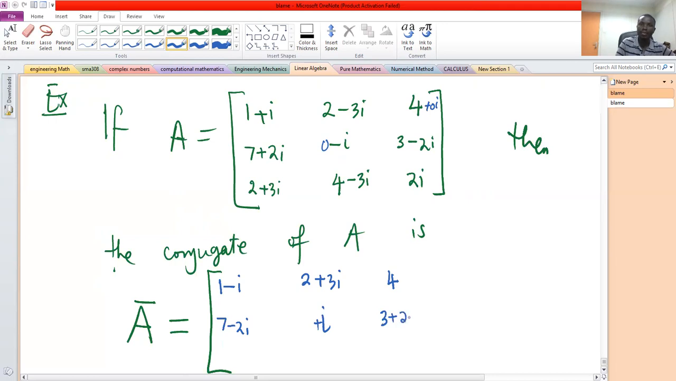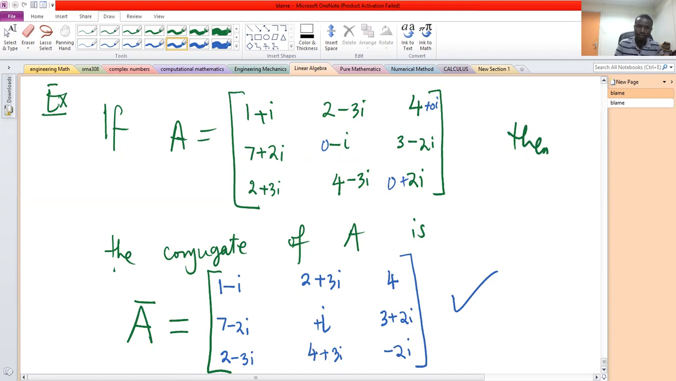3 minus 2i becomes 3 plus 2i. 2 plus 3i becomes 2 minus 3i. Here we'll have 4 plus 3i. And this now is 0 plus 2i, so it will be 0 minus 2i, so we'll have minus 2i. So this is the conjugate of that matrix.